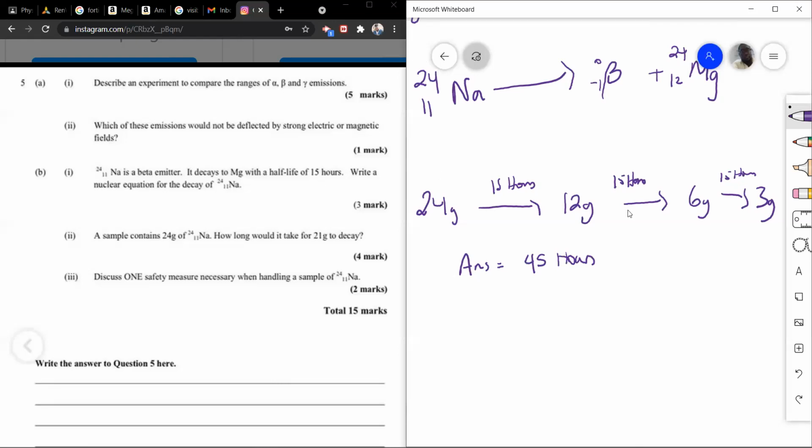We just did that a while ago. You sound lost. What are you lost about? A sample contains 24 grams of sodium. How long would it take for 21 grams to decay? Right. So where's the 21 grams? Exactly, 21 grams gone. It has decayed.